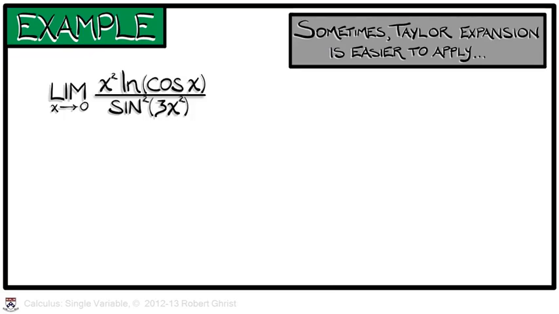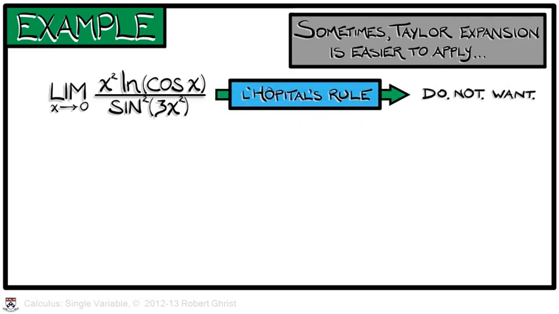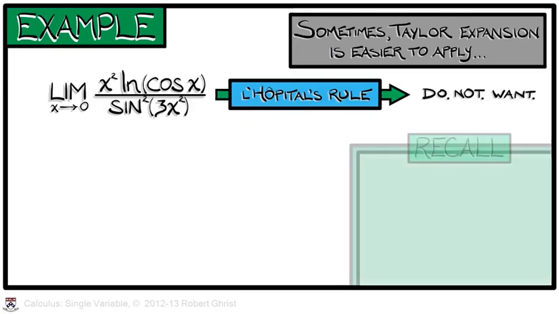The limit as x goes to 0 of x squared log of cosine of x over sine squared of 3x. Whew, I do not want to try to compute the derivative of that. It's possible, but not profitable.